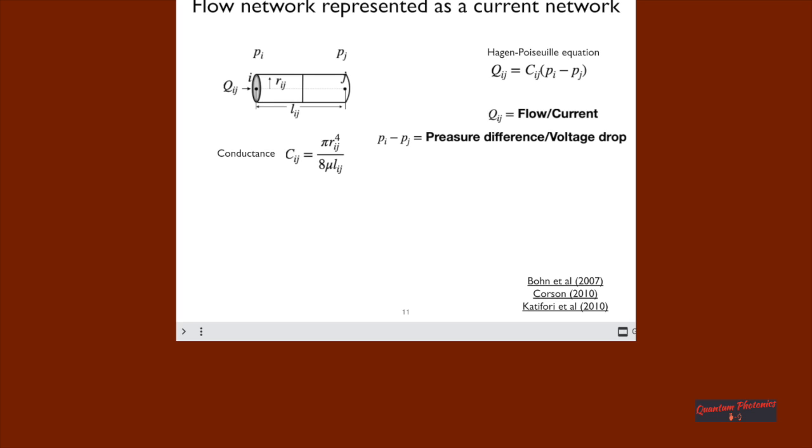In case of fluid flow network, the conductance is basically how easy or difficult it is for the fluid to flow through one tube, and it depends on the radius of the tube and the length of the tube, as well as the viscosity of the fluid. In the next slide, I show that the flow network can be considered as a network made with one of these hollow cylindrical tubes attached with each other.